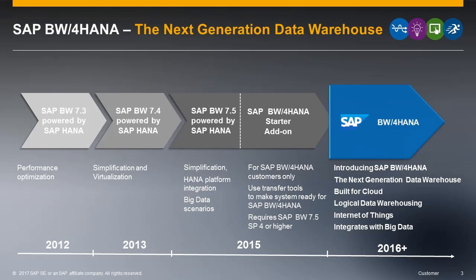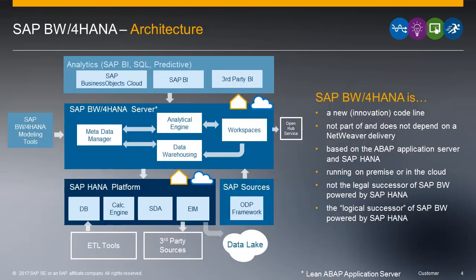In regards to what has been done, this particular code line has stripped out about 5,000 lines of code out of its predecessors, BW on HANA. One thing to keep in mind is we are no longer part of the NetWeaver stack anymore, so we're not dependent on us delivering capabilities in line with the NetWeaver timeline.